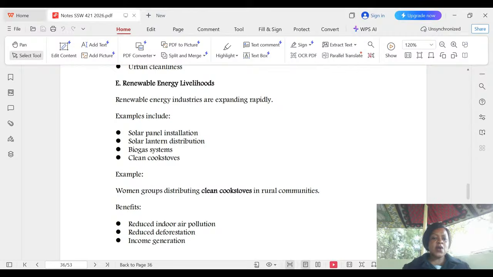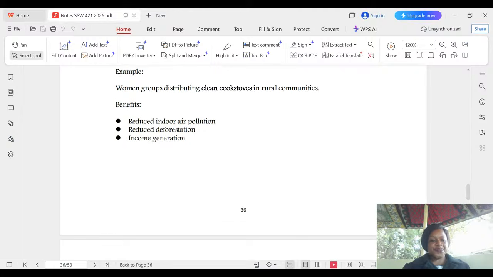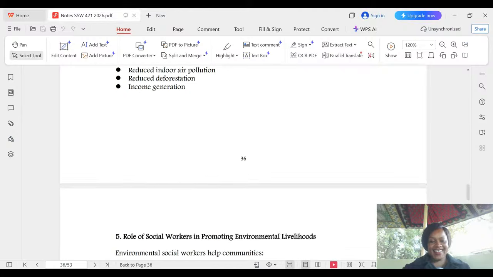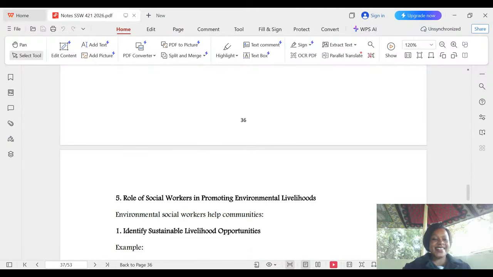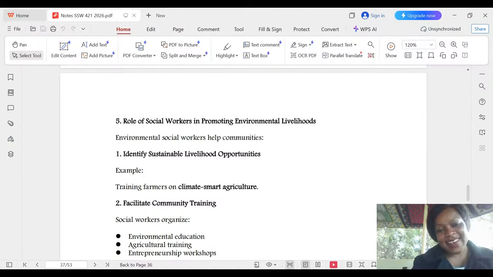Okay, so now we are replacing that with clean cook stoves. And so that will result in reduced indoor air pollution. Okay, the same like what the Jiko would do. All right, if you replace your Jiko with gas, a lot of times they realize that it costs less to use the gas than the Jiko.